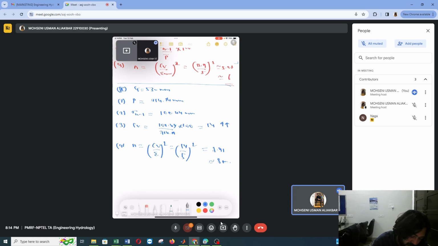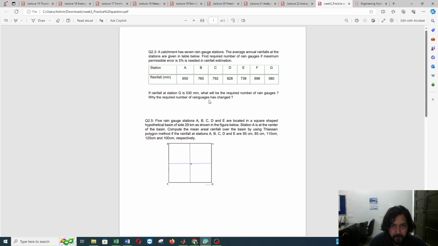Whenever the existing CV is increasing, we can say that the required number of rain gauges would increase. So in case 2, if only 7 gauge stations are given, this condition is not going to work. In order to make this condition work, the number of rain gauges should be 8. It means there is a need of one more gauge station, because in the question they have given us 7 rain gauge stations.